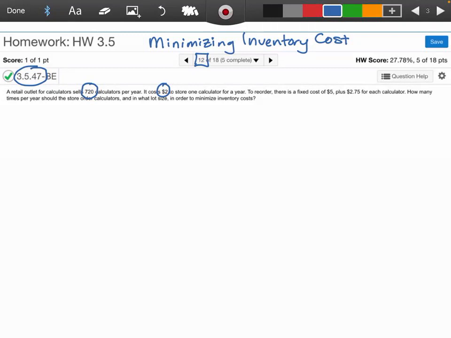Then for the company to order the calculators, it costs them $5 per order, plus $2.75 for each calculator it orders. So the question is how many times per year should the store order calculators, and in what lot size?